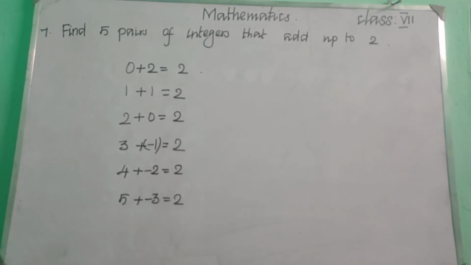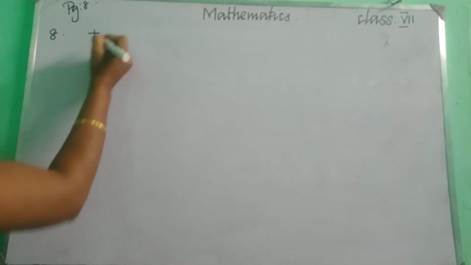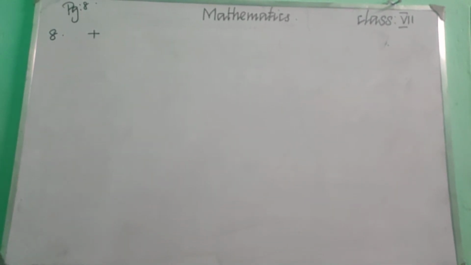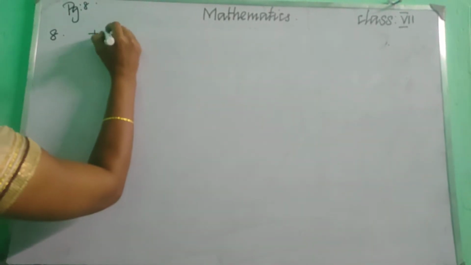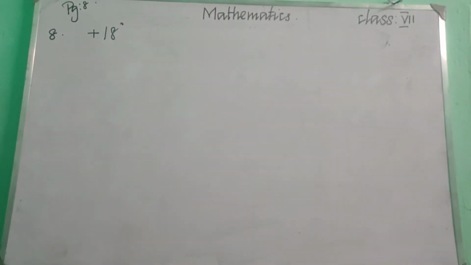The next one is about the objective type questions. Take page number 10. So the 8th one, what is the question? The temperature at 12 noon at a certain place was 18 degrees above 0. That is, at 12 noon it is plus 18 degrees.